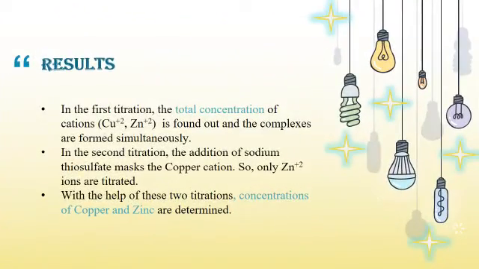In the first titration, the total concentration of the cations, copper and zinc, is found out, and the complexes are formed simultaneously. But in the second titration, the addition of sodium thiosulfate masked the copper cations, so only zinc ions were available for titration. With the help of these 2 titrations, the concentrations of the copper and the zinc are determined.